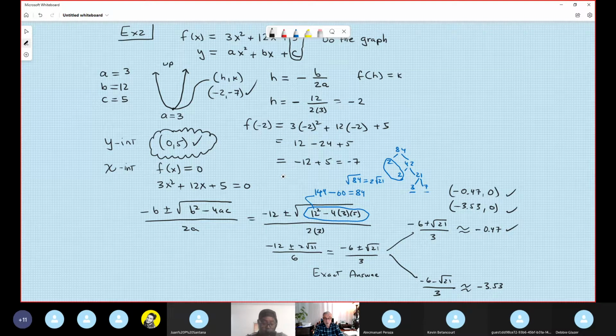The axis of symmetry is obvious. In this parabola it is the vertical line. Symmetry is the line x equals h. H in our example is negative. Good. And we're using that to create the image of that one.